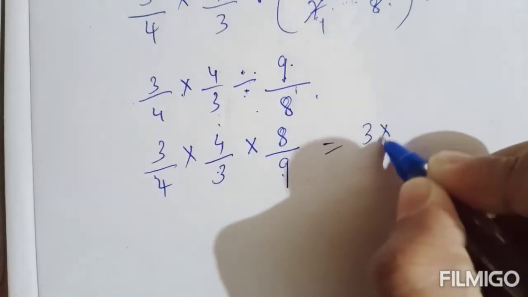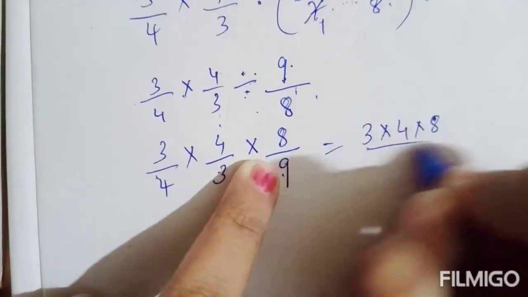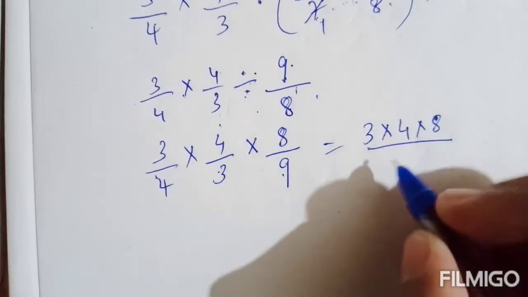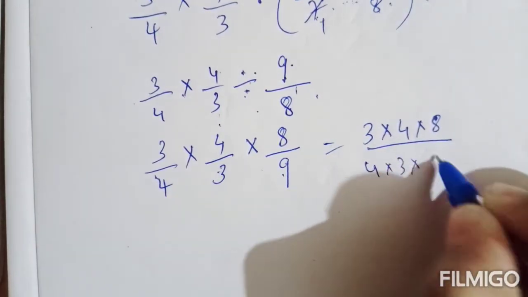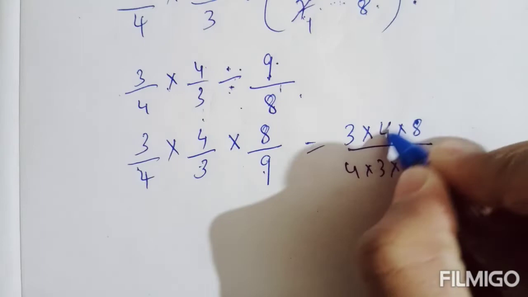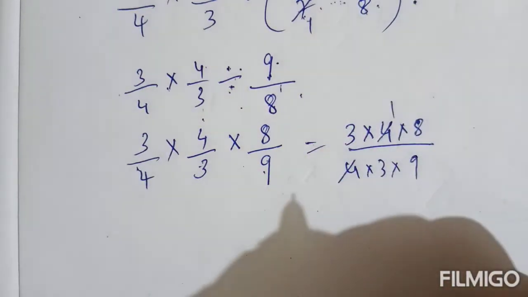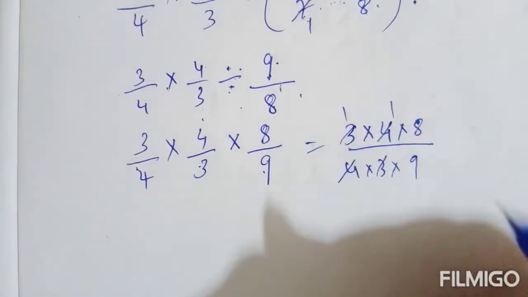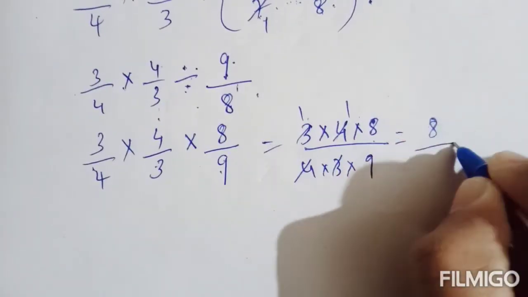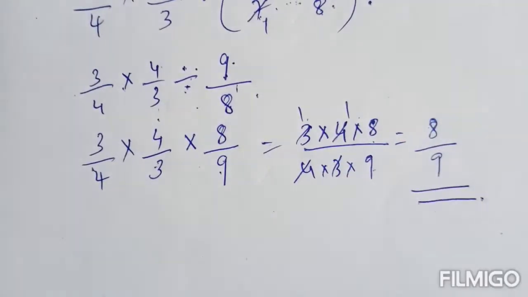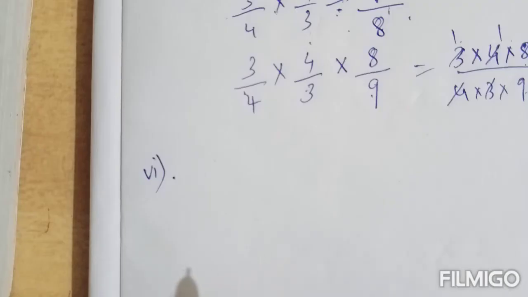Product of numerator, that is 3 into 4 into 8, by product of denominator, 4 into 3 into 9. 4 4 it is 1. 3 3 it is 1. So the answer will be 1 into 1 into 8, 8 by 9. In that fifth one you can do as homework.